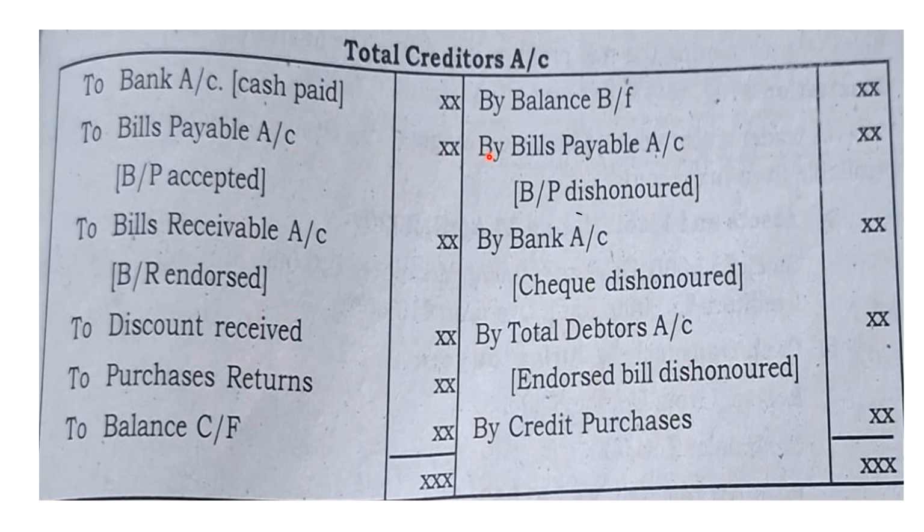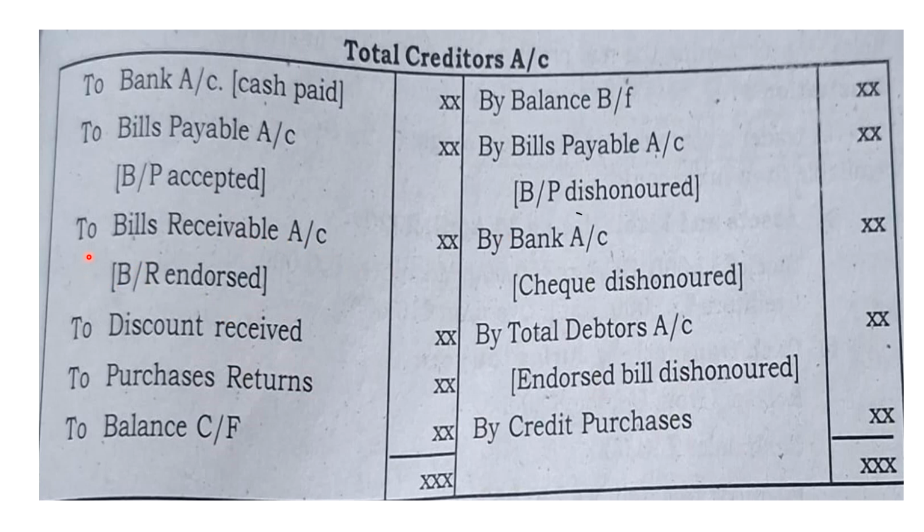Then next there might be bills payable dishonored. In that case you'll record in the credit side, for the cancellation, as by bills payable account, and in bracket, bills payable dishonored. Then there might be a cheque paid to creditors. If it is a cheque paid to creditors, it will be recorded as to bank. When the cheque is dishonored, it will be recorded as by bank account, cheque dishonored.